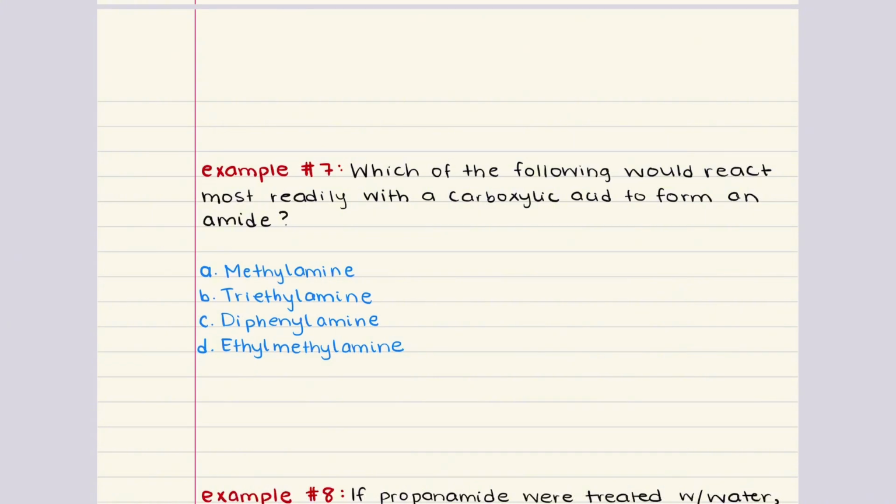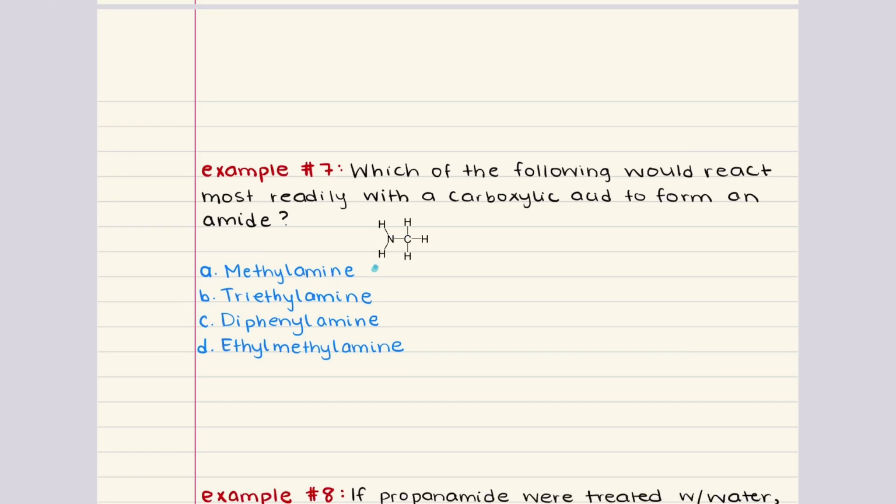To answer this, we need to think about how amides are formed. A carboxylic acid is going to react with a nucleophilic amine, and during this process, water is eliminated. And for this reaction to proceed efficiently, the amine must be nucleophilic enough to attack the carbonyl carbon and not too sterically hindered, so it can approach the reactive site. So let's focus on these 2 factors, nucleophilicity and steric hindrance.